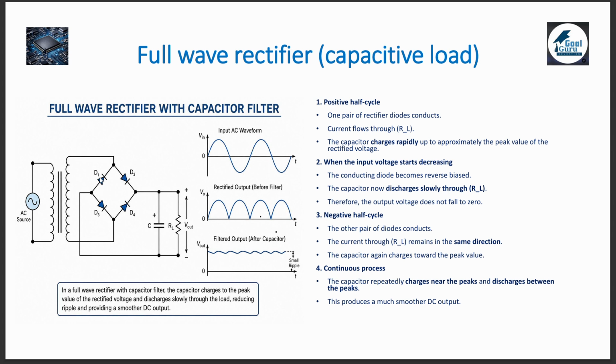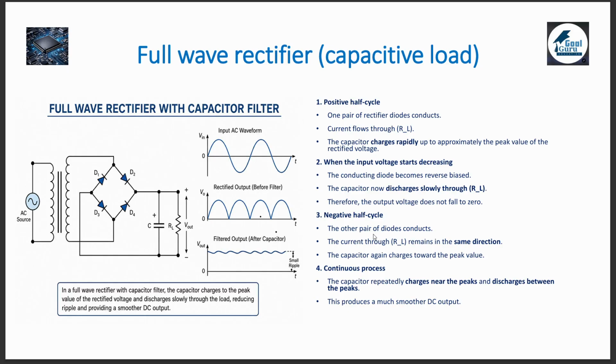But what is happening? The current flows when the diodes are conducting, right? And therefore, the capacitor now discharges slowly through RL. Therefore, the output does not fall to zero, it comes down halfway. This is charging, this is discharging. This is charging, this is discharging. Previously, without the filter, there was complete output. But here, because of charge and discharge, this is how it appears at the output.